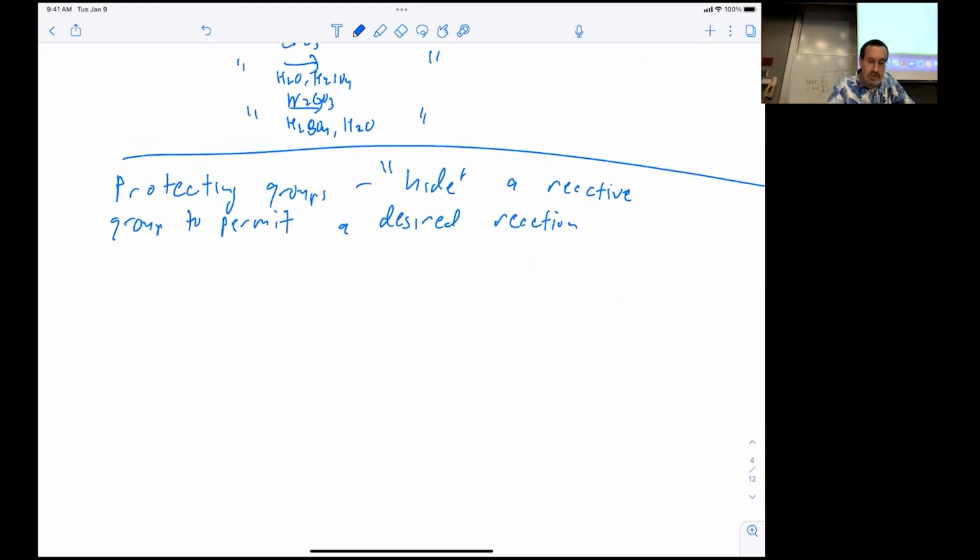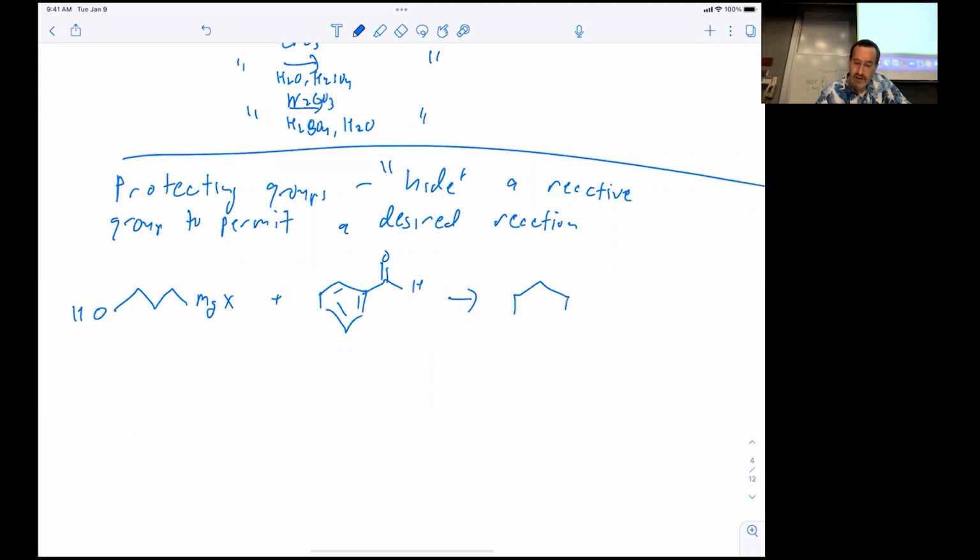And let's imagine for a moment that I was in my mind's eye wanting to go ahead and make a Grignard reagent like this and say, add that Grignard reagent to benzaldehyde to go ahead and make the following diol, a molecule containing 2 alcohol groups. And you said, this is where I wanted to go.